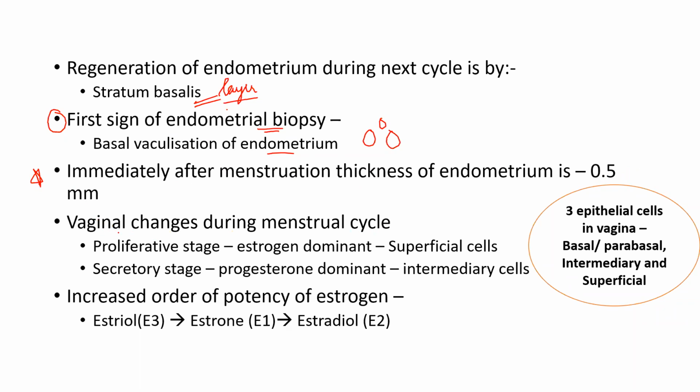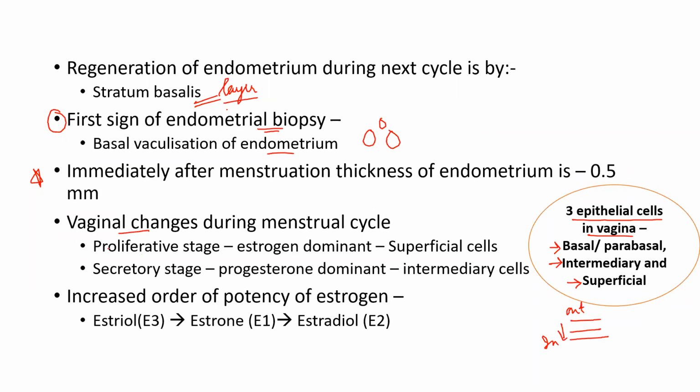Before knowing the vaginal changes in the menstrual cycle, you need to know the three kinds of epithelial cells in the vagina. The first one is the basal or the parabasal, second one intermediary, and the last one is superficial. So from outwards to inwards, it will go superficial layer, intermediary layer, and finally the basal layer.